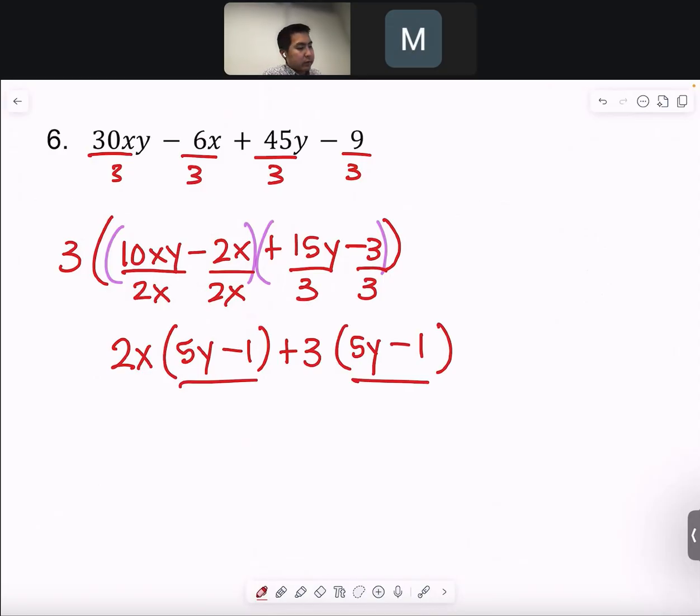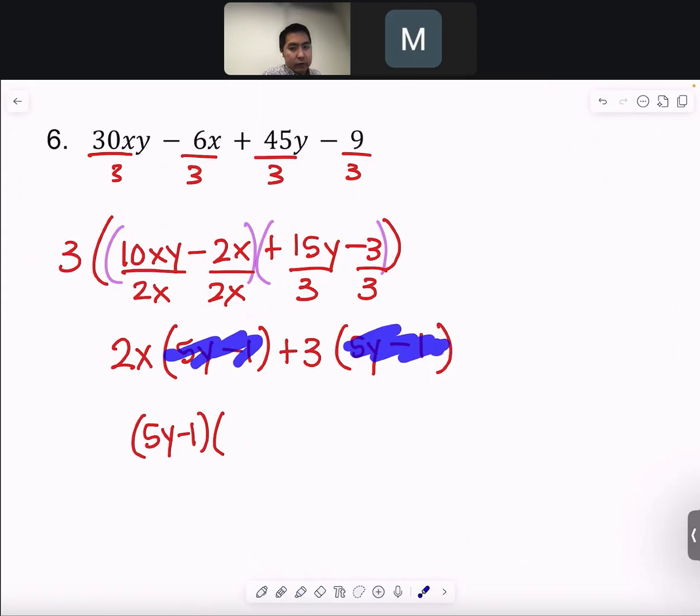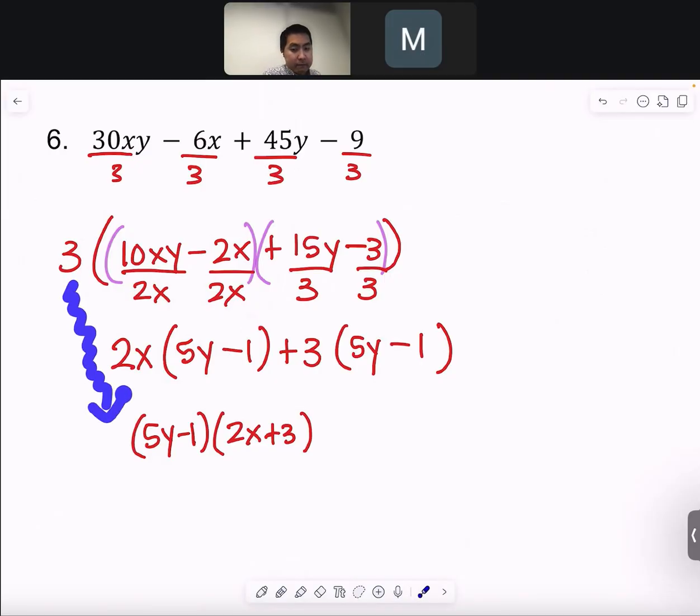And notice these are both the same, so one factor will be the 5y minus 1. And the other one would be the leftovers as a factor, which is 2x plus 3. And again, do not forget the GCF bandit. You need to bring down 3. Okay?